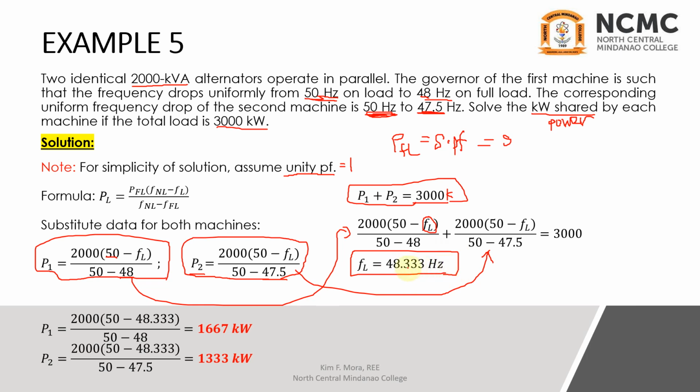Then we can substitute this back into our equations to get the value of P1 or P2, or the power shared by each of our machines. So for machine 1, the power shared is 1,667 kilowatts, then for our second machine it is 1,333 kilowatts.